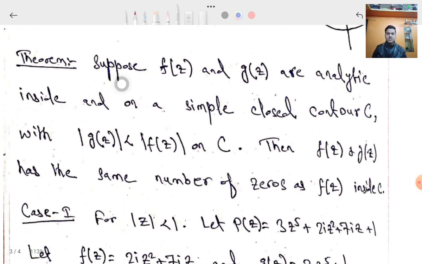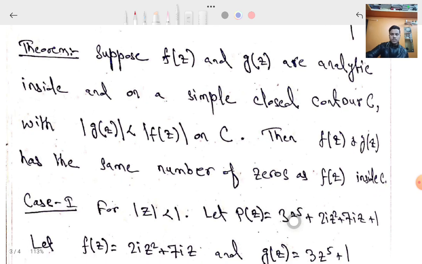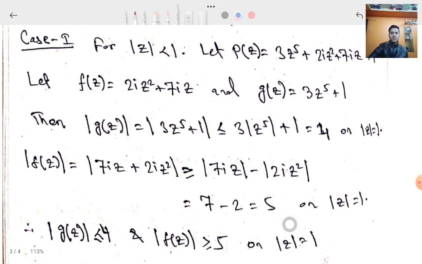The theorem is, suppose f(z) and g(z) are analytic inside and on a simple closed contour C with |g(z)| less than |f(z)| on C, then f(z) + g(z) has the same number of zeros as f(z) inside C. So case 1, for |z| less than 1, p(z) is given. So we are breaking p(z) as f(z) = 2iz^2 + 7iz and g(z) = 3z^5 + 1.